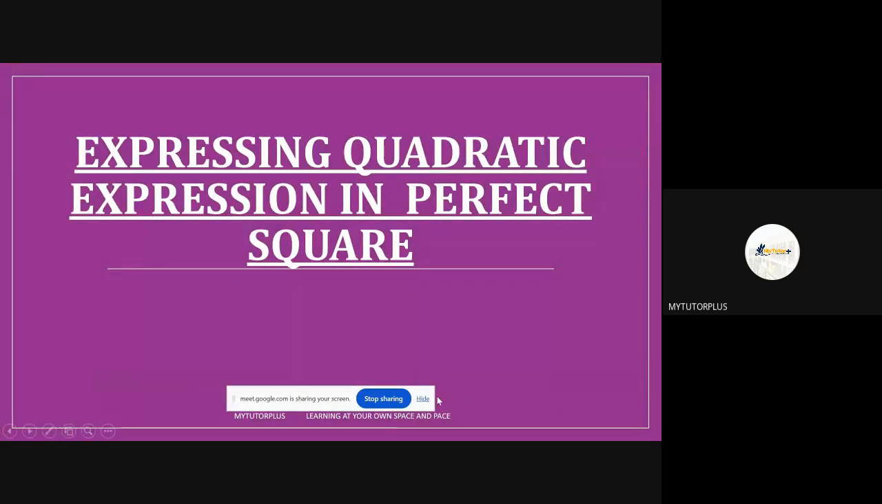Have you ever wondered how to convert a given quadratic expression to a perfect square format? This is among the common questions we usually see in NECO or JAMB or WAEC. So, how do we do this? Let's look into it.